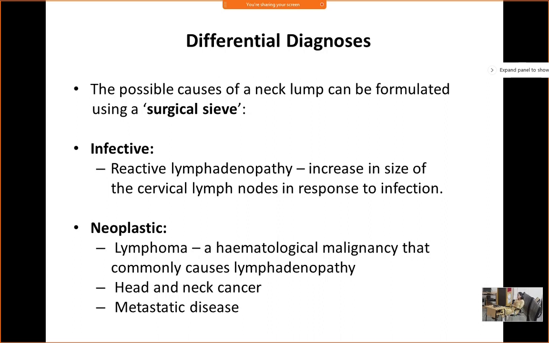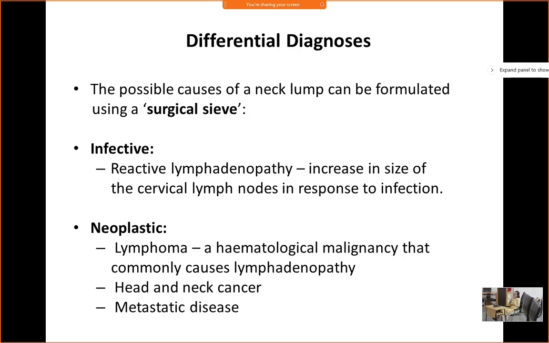Secondary to a primary elsewhere in the body. So you should really take a thorough history and a thorough clinical examination, which should be enhanced with some investigation so that you can come shortlisted or come to a definitive diagnosis. So let's see some of the possible differential diagnosis.